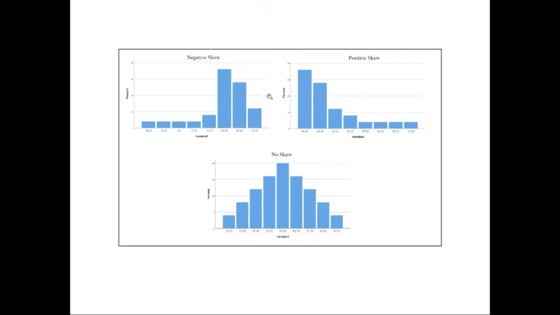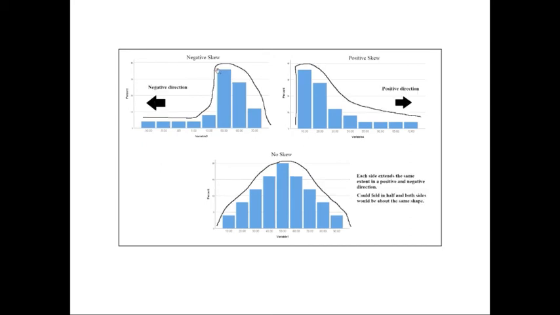Here's an example of a bar graph with a negative skew, as the left side of the graph extends much further than the right. Here is a general outline on top. As you can see, the left side is extending much further than the right. It is extending in a negative direction, hence a negative skew.